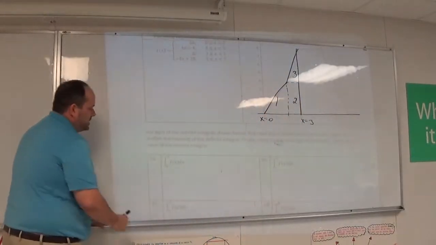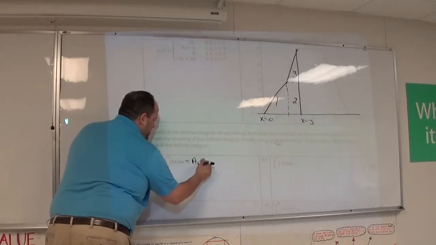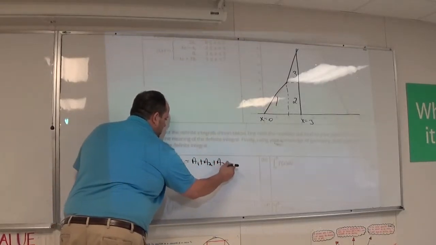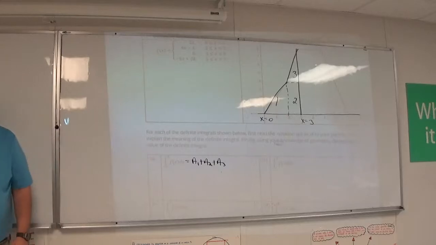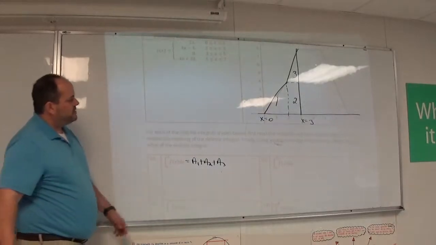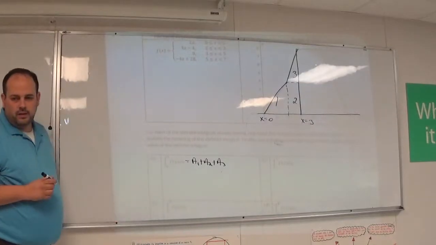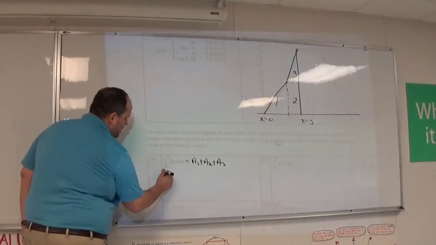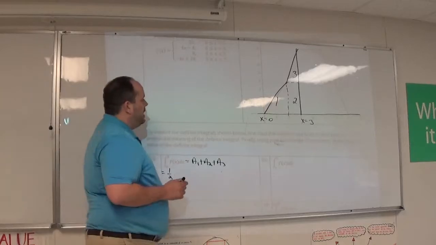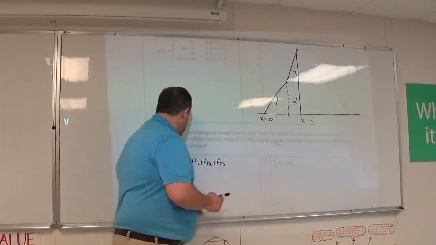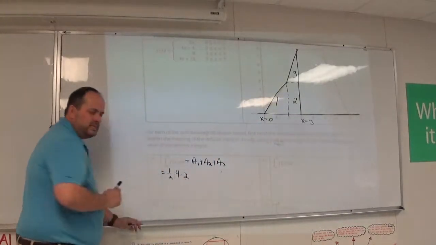So here's how I'm going to write this. The definite integral is going to be equal to the area for the first shape plus the area for the second shape plus the area for the third shape. Delia, how would you find the area of the first shape? 1/2 times 4 times 2. I agree. Why is that?